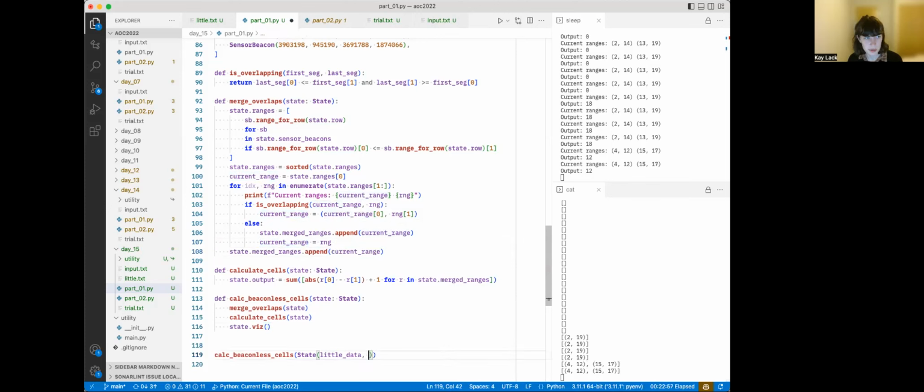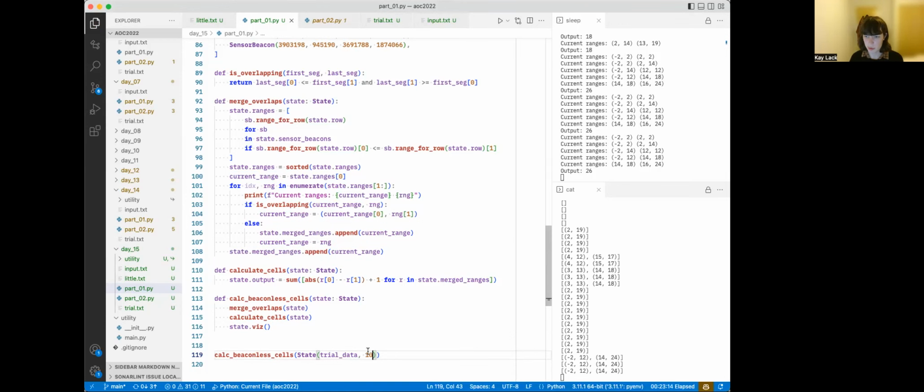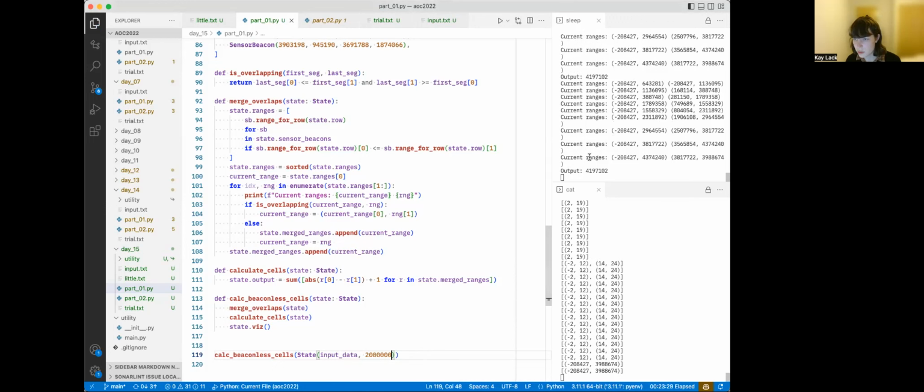2 to 12, 3 to 16, 4 to 18. Great. All right, let's try the trial data and row 10. Should be 26, and it is. Okay, perfect. Now, let's try with the real data. And it's going to be row. I'm not going to mess this up by copy pasting it wrong. Okay, so it should be this. Let's try it out.